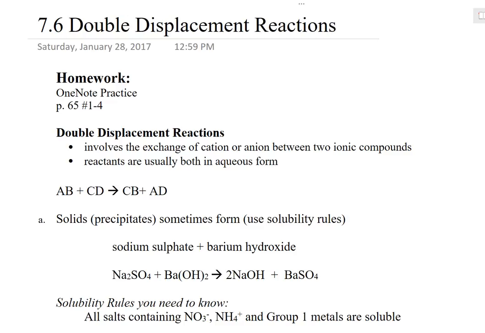In this lesson, we'll look at double displacement reactions, which involve the exchange of cations or anions between two ionic compounds. The reactants are usually both in aqueous form, meaning they're usually both dissolved in water. So you can think of it like a swap. If you have compound AB reacting with CD, the metals can be exchanged. So A is going to combine with D, and metal C is going to combine with B.